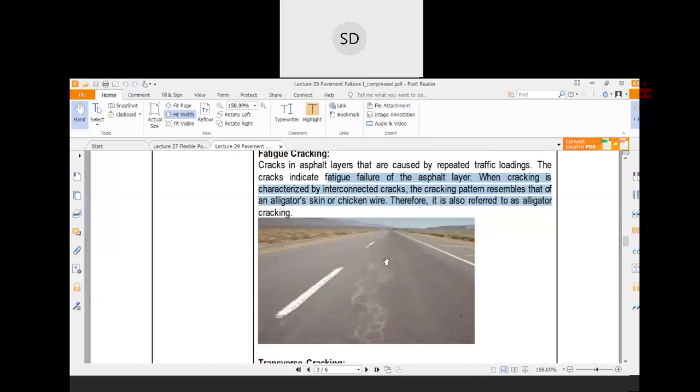So this type of cracking, see, one crack is associated with another cracking condition. Okay, and this type of cracking is generated over the wheel path, and that is associated with the tensile strain at the bottom of the asphaltic layer. Okay, so all these cracks are interconnected cracks, and this cracking pattern resembles alligator skin, therefore it is called alligator cracking.